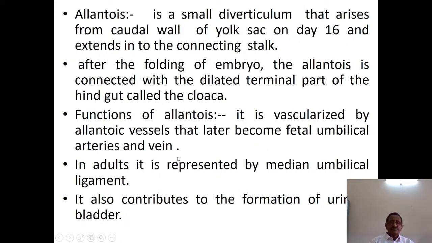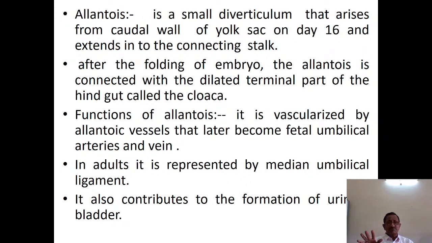Allantois. So now allantois, which is formed from the hind part of the yolk sac. We are seeing it is a small diverticulum that arises from the caudal wall of the yolk sac on day 16 and extends into the connecting stalk. After the folding of the embryo, the allantois is connected with the dilated terminal part of the hindgut called cloaca. Now functions of allantois.